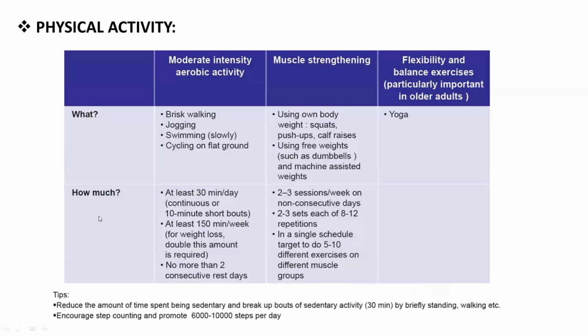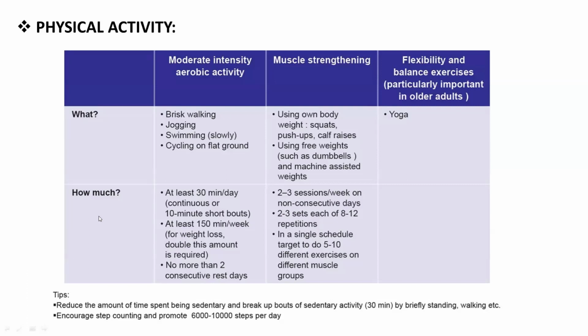And a word about the physical activity. So there are 3 variants of physical activities that we can advise the patients to do. Those are moderate intensity workouts, muscle strengthening workouts, and the flexibility and balance related exercises like yoga. So for moderate intensity activities, we can advise the patient to go for a brisk walk, jogging, swimming, or cycling. This has to be done at least 150 minutes per week. And the patient should not rest more than 2 consecutive days. So we can advise at primary care, this can be done.